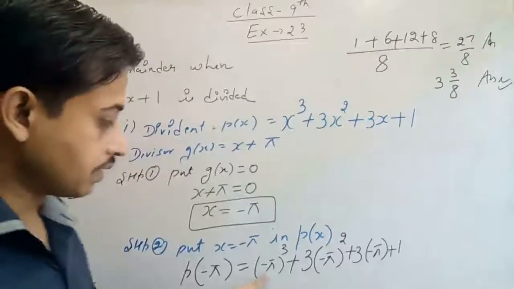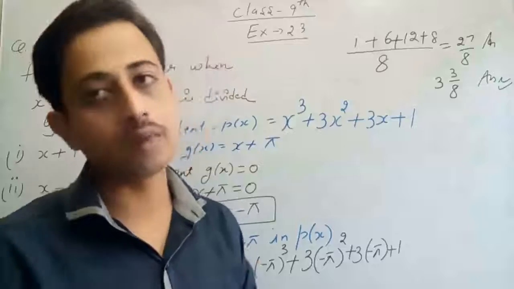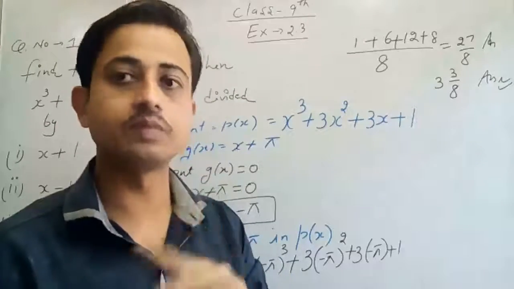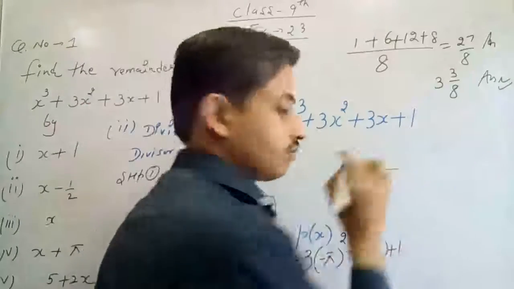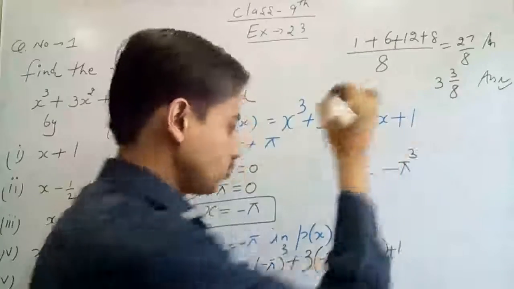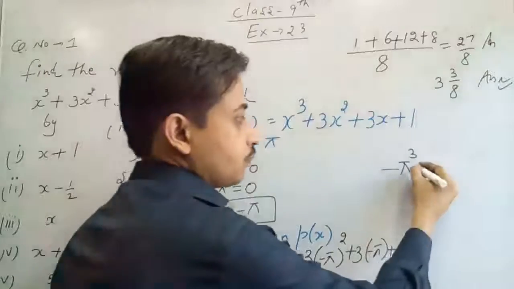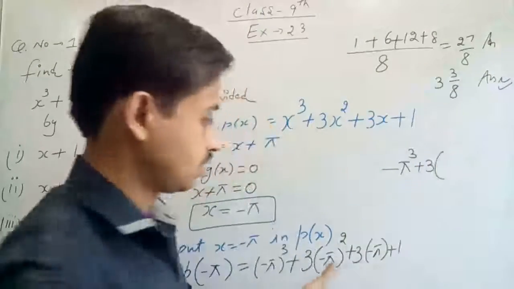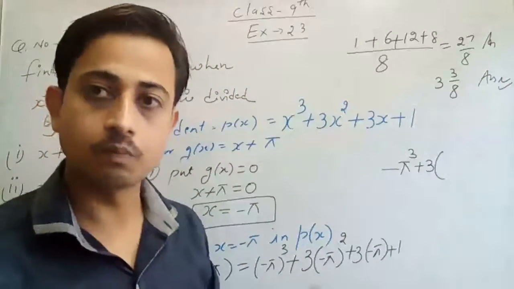Please solve. Minus pi into minus pi into minus pi. Minus comes 3 times. It becomes negative pi cube. We get negative pi cube. Now plus 3 into minus pi plus pi square.